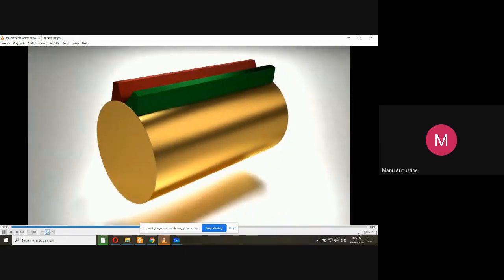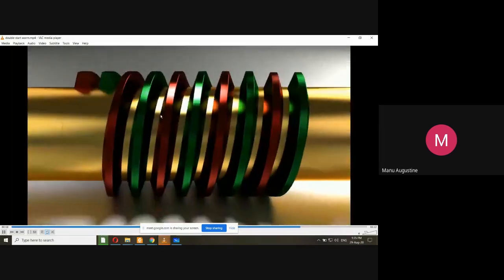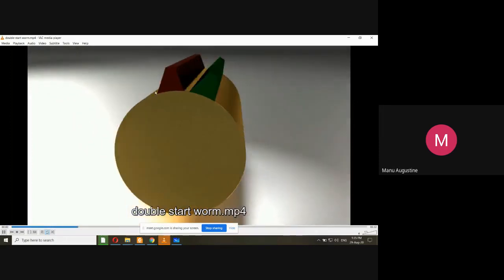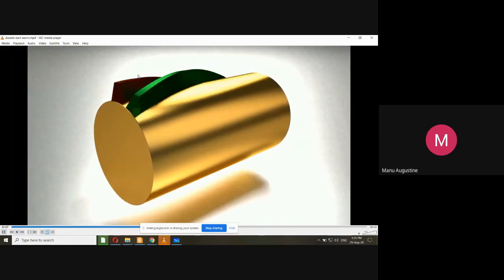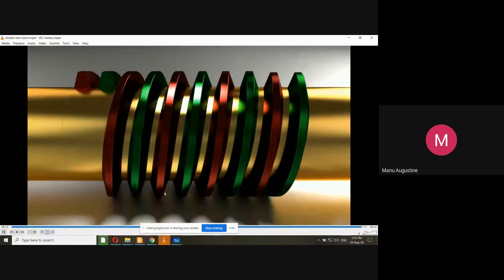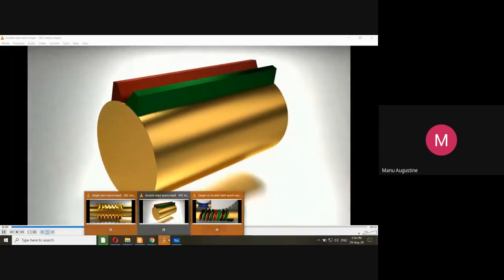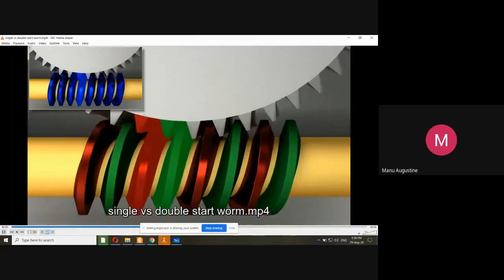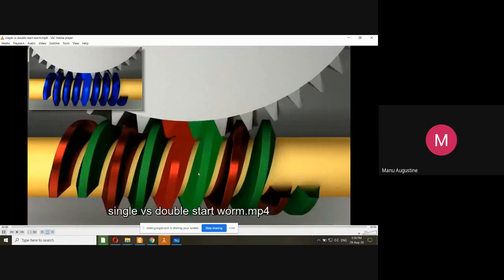And whenever you hear that I have a double start worm, you must remember that a double start worm means a worm which is constructed out of an imaginary gear which starts with only two teeth on it, and then you wind it along the diameter like a screw thread. Okay, so we will come back to this video and get more information out of it. But now look at this video. This video shows a comparison between single start worm and a double start worm.